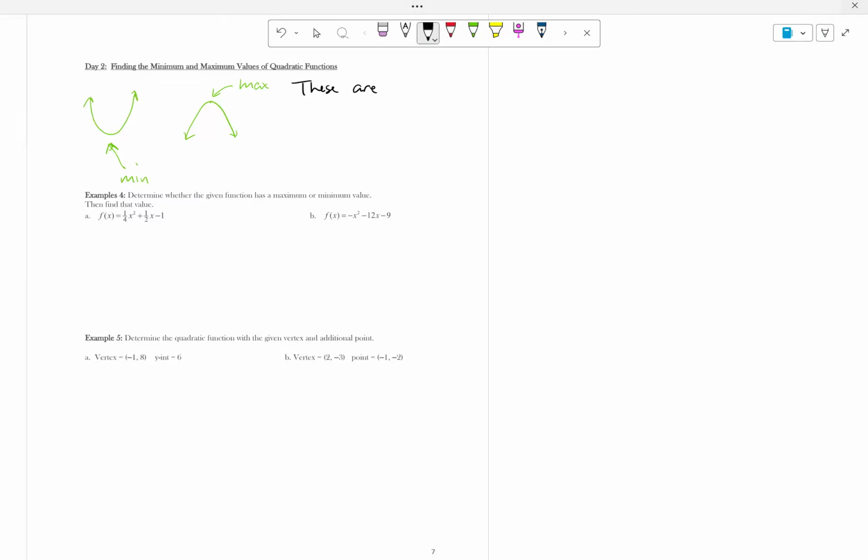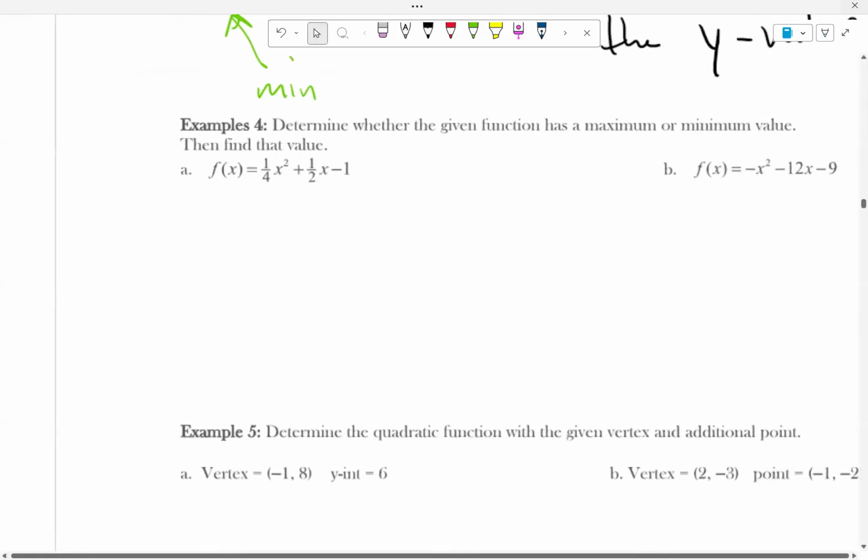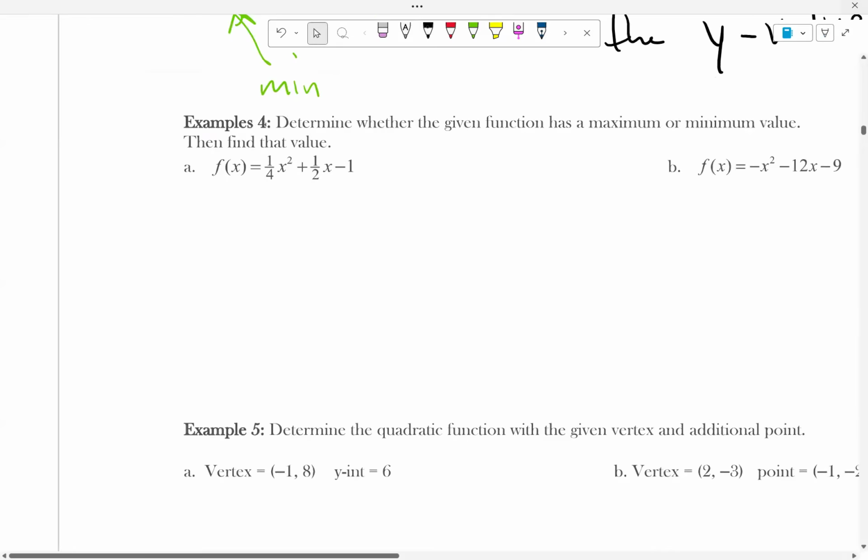These are always found at the vertex. Specifically, it's the y value. The y value is the max and min, and the x is where that max or min is happening. So for example, for determining whether the given function has a max or minimum value, then find that value.